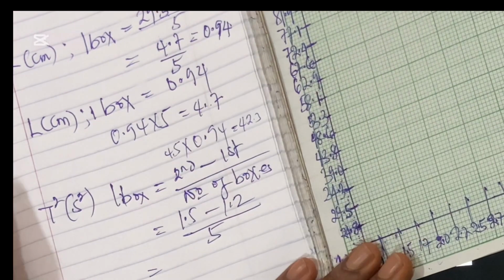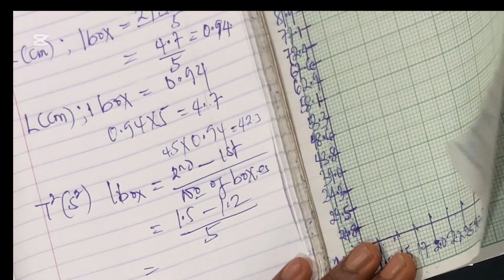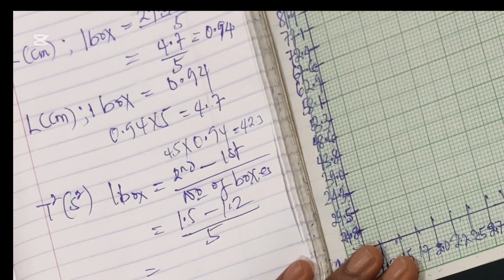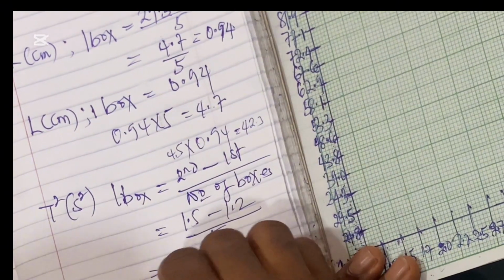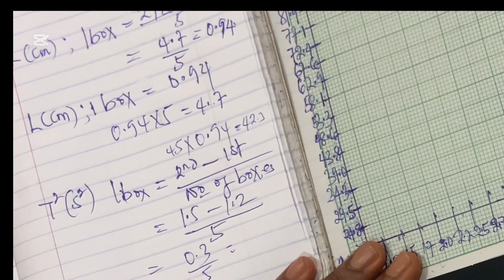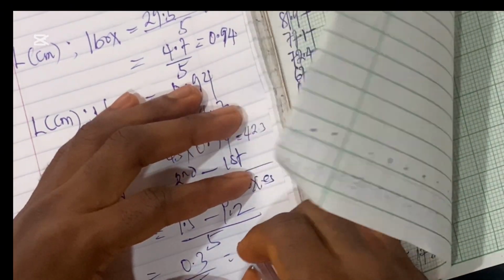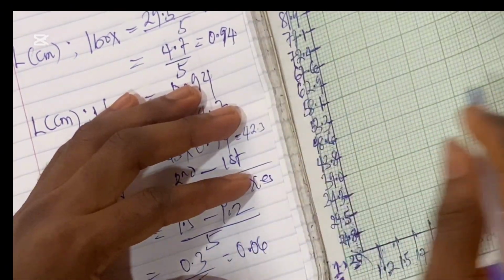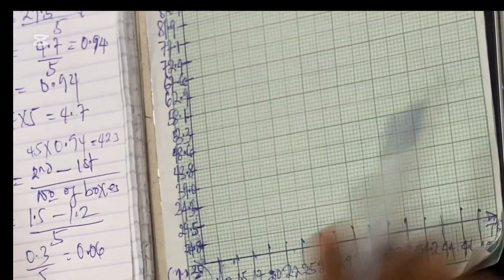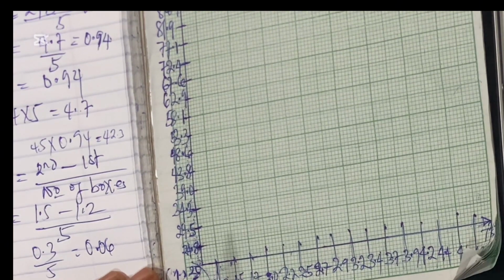So class, punch your calculator. 1.5 minus 1.2, the result is 0.3 over 5. So class, 0.3 divided by 5 is 0.06. So each of these bars here is 0.06. So let's confirm. Class, let's confirm. Each of these bars here is 0.06. Let's confirm.